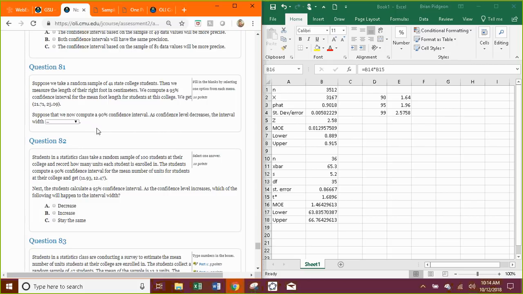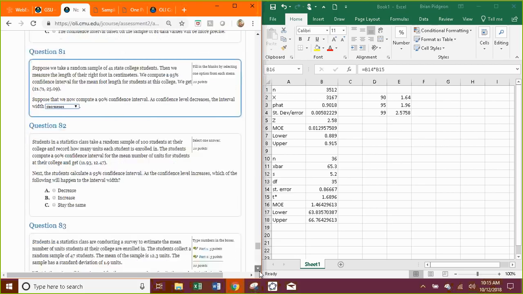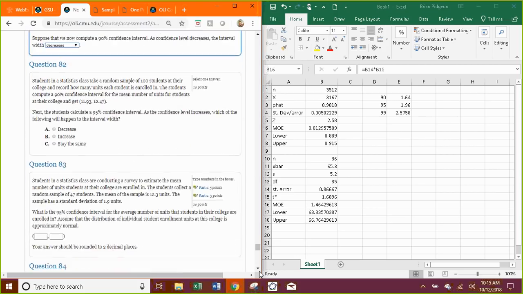Suppose we now compute a 90% confidence interval. As the confidence level decreases, does the interval width decrease, increase, or stay the same? Decreases. As we raise the confidence level, we widen the interval. So if we lower the confidence level, the interval becomes narrower.